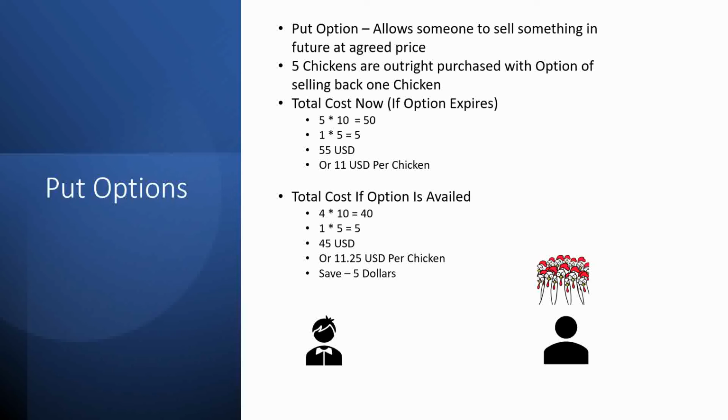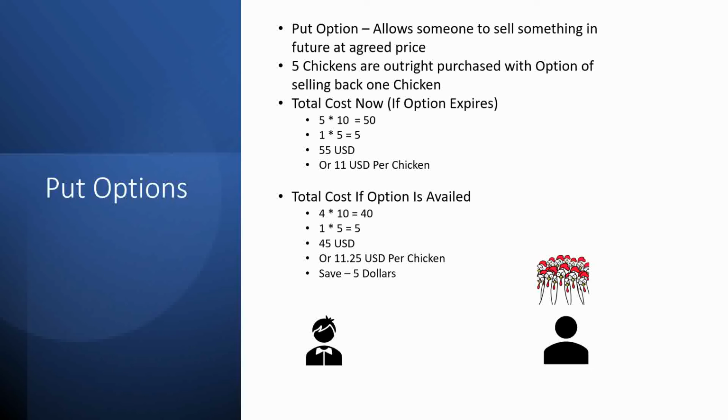So I paid $50 at $10 per chicken. I also paid him $5 extra to buy a put contract, which allows me to sell one chicken back to Mr. Larry at $10 price. So altogether I'm paying him $55 at $11 per chicken.